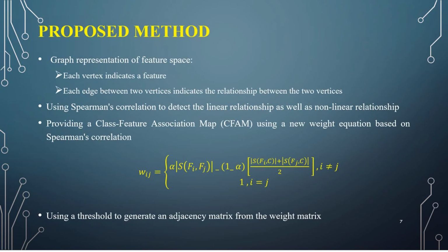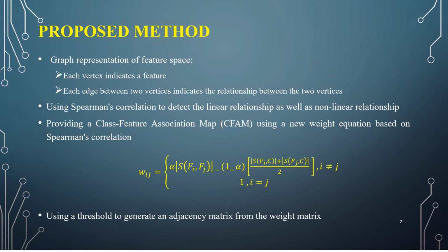In our proposed method, we have used the class feature association map concept to represent the feature space. In our graph representation, each vertex indicates a feature, and each edge indicates the relationship between two features. In order to construct a weight matrix for our graph, we have introduced a new weight equation based on Spearman correlation. The advantage of using Spearman is that in addition to linear correlation, it also detects nonlinear correlation.